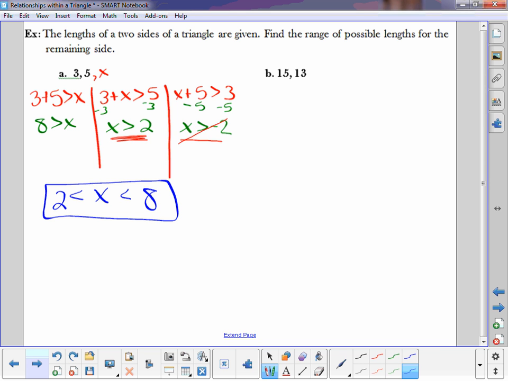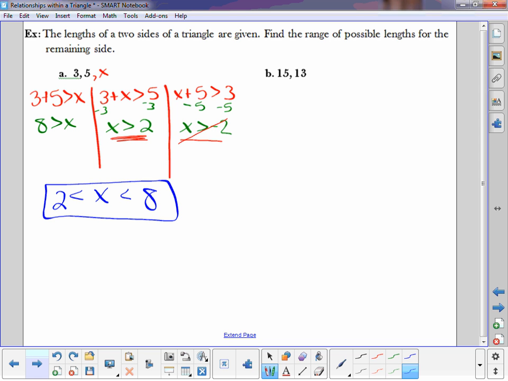All right. So again, x is less than 8, but it is also greater than 2. So that means my third side must fall somewhere within that range. Now, can it equal 2? No, because watch what happens. If it is 2, 3 plus 2 equals that. It's not bigger than that. So that's why it has to be bigger than 2 and it has to be less than 8.